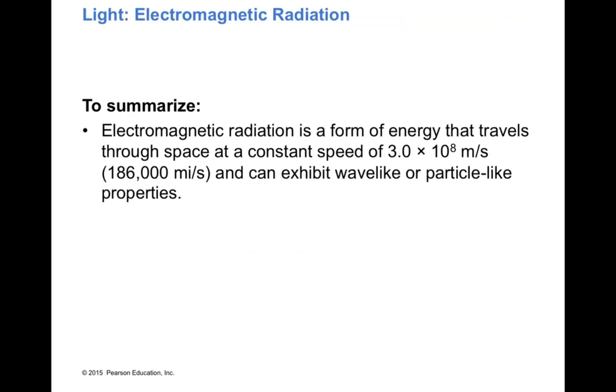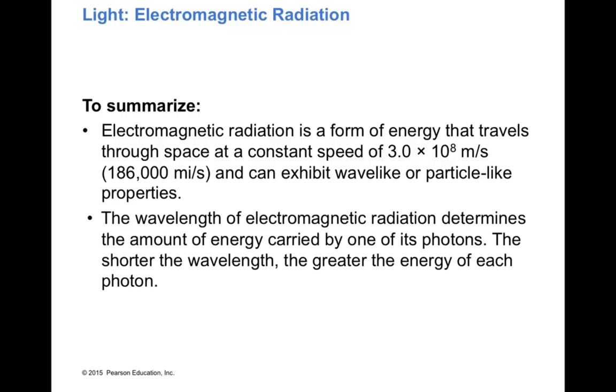To summarize, electromagnetic radiation is a form of energy that travels through space at a constant speed of 3.0 times 10 to the 8th meters per second and can exhibit wave-like or particle-like properties. The wavelength of electromagnetic radiation determines the amount of energy carried by one of its photons. The shorter the wavelength, the greater the energy of each photon. Remember that shorter wavelength means your frequency is going to be higher. So the higher the frequency, the greater the energy. That's the relationship between them.